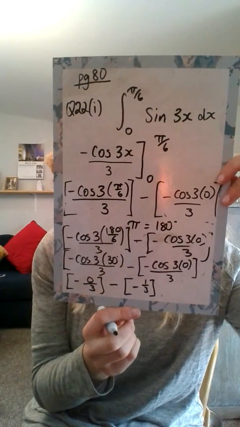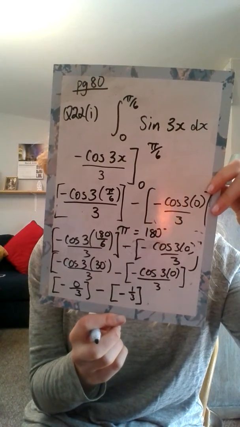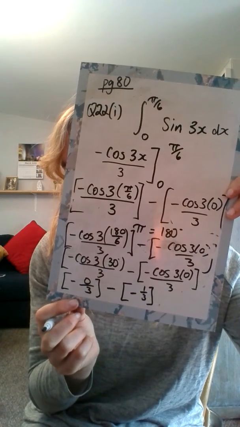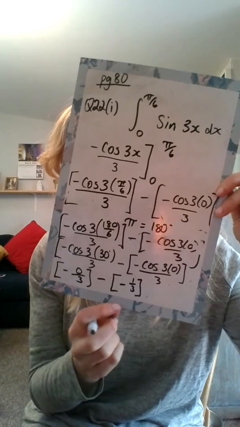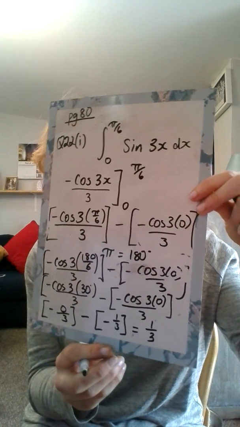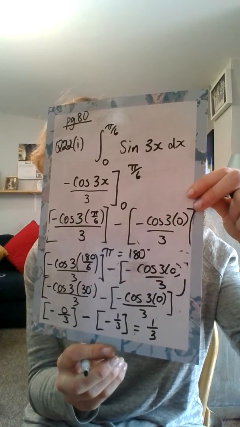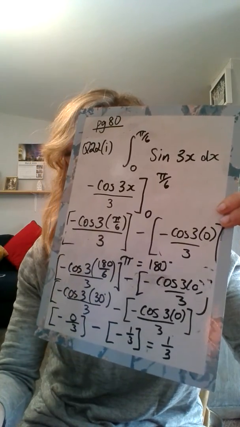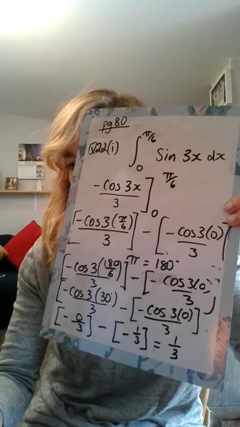Okay, and if we finish that off, you'll see that this will just be 0. 0 divided by anything is 0. Minus by minus would be a plus. So your answer is going to be 1/3. I hope that makes sense. Let me know if it doesn't. Send me a message on Teams and I can clarify anything if you need it.